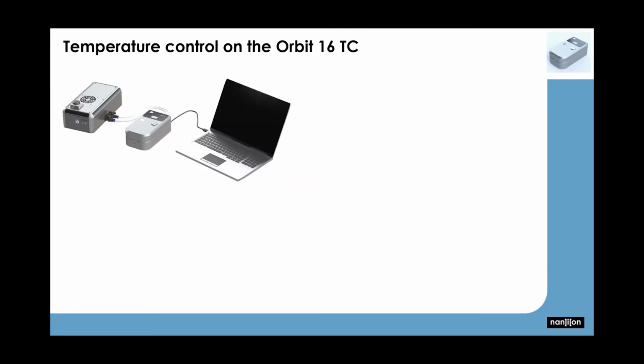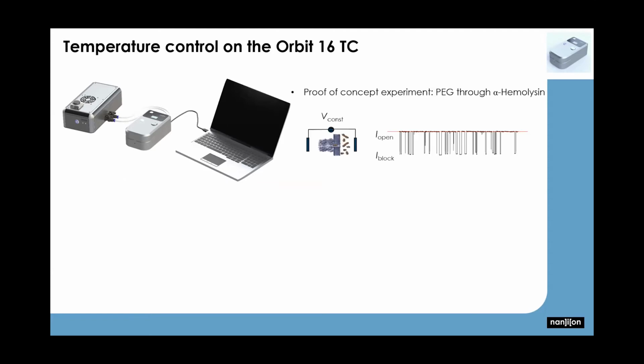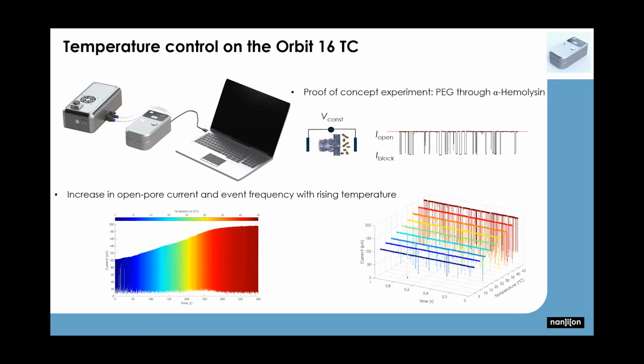You have the Orbit 16 TC device, you have the temp control and a laptop. So it's really easy to just put it on a different bench. You could basically work in a train if you want. And also here we did our proof of concept experiment, and we also could generate really nice data, seeing that we have an increase in open pore current and event frequency with rising temperature.